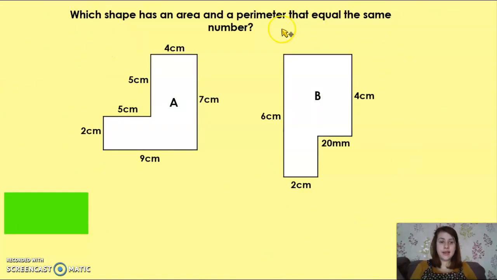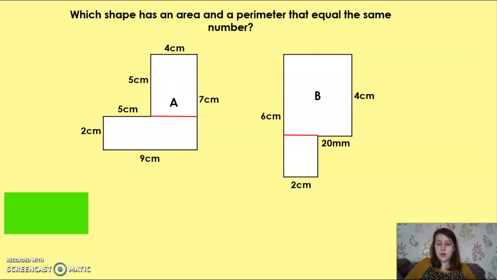Okay, now this one is similar to our compound shapes that we were looking at yesterday. So the question is, which shape has an area and a perimeter that equal the same number? Now remember, and this is a little bit of a hint, to split your shapes to work out the area. So I would split this one here and I would split this one here. Okay, so then we've got 2 different shapes. Now, the only problem is with this shape that you're missing a side here. Okay, so you're going to have to work out what that side is.